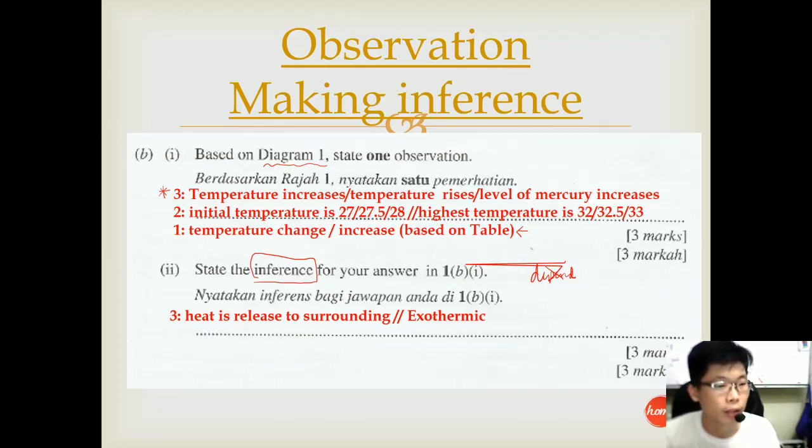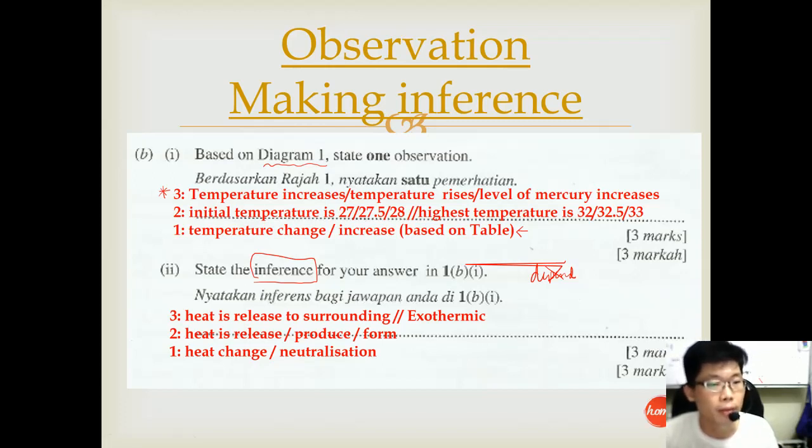Okay, so if the student only mentions that the heat is released or produced or formed without mentioning the surrounding, they will get score 2. Then if the student writes heat change or neutralization, they will get score 1. Okay, so I will give another example based on the observation and the inference.